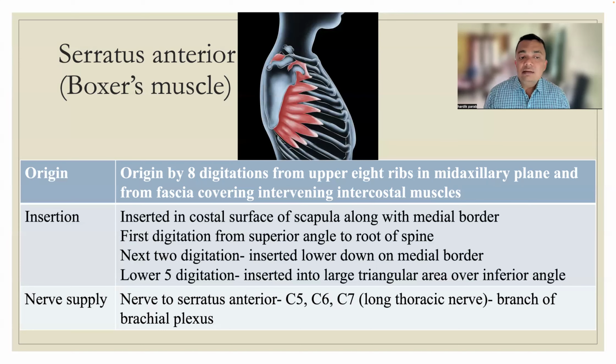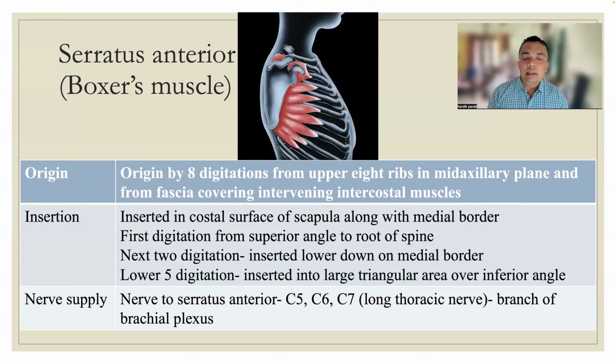The insertion, it is inserted in the costal surface of the scapula along with the medial border. So we have 8 digitations. Out of that, the first digitation will be inserted into the superior angle to the root of the spine of the scapula. So from the superior angle of the scapula up to the root of the spine, it will insert on the medial border. Next two digitations, meaning the second and third digitations, will be inserted from that root of the spine up to the lower part of the medial border.